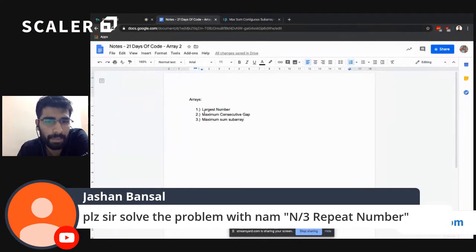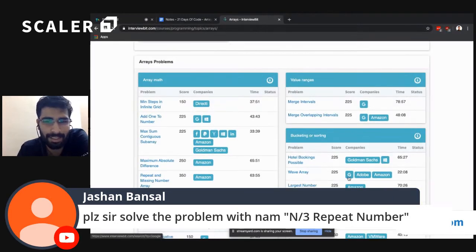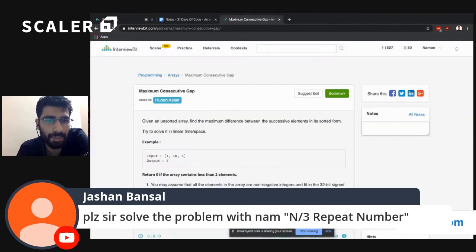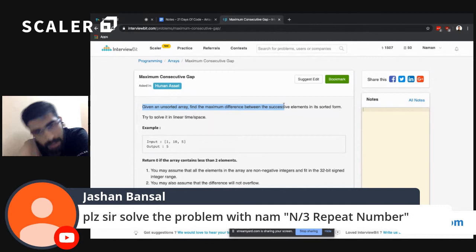So, we have to take the maximum consecutive gap. This is actually an interesting question. When I had solved it the very first time, it had a very large number of edge cases. You are given an unsorted array, find the maximum difference between the successive elements in its sorted form. Try to solve it in linear time or space.